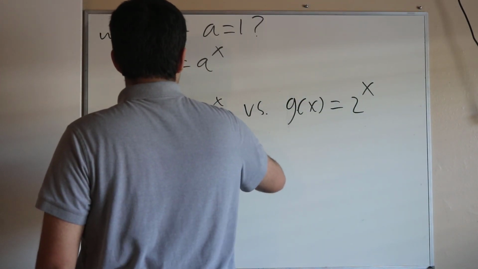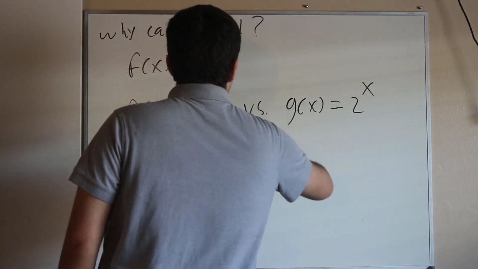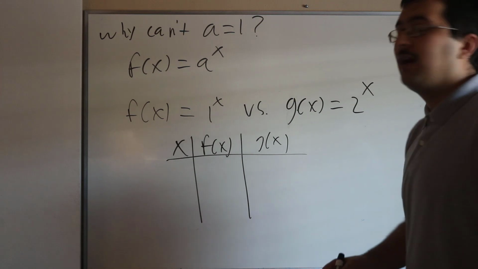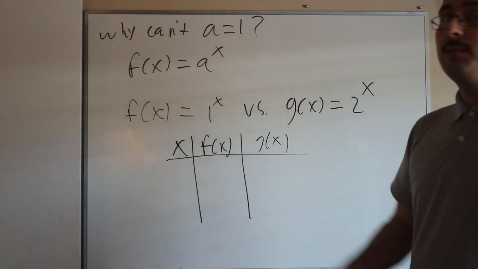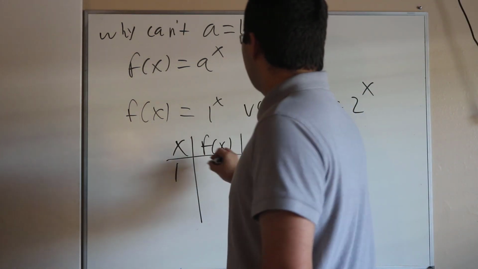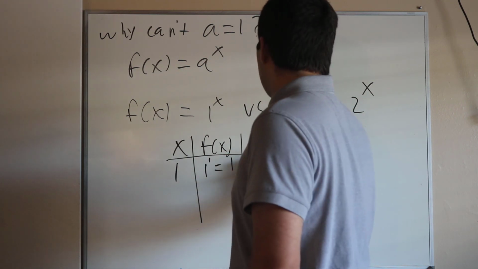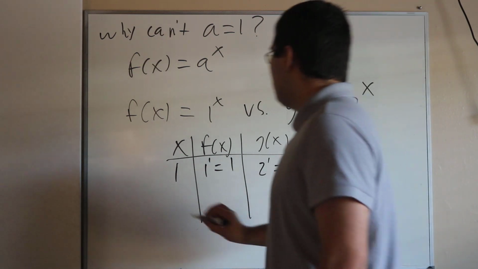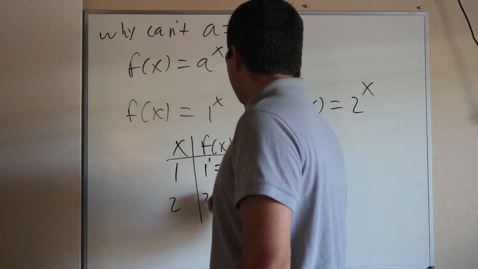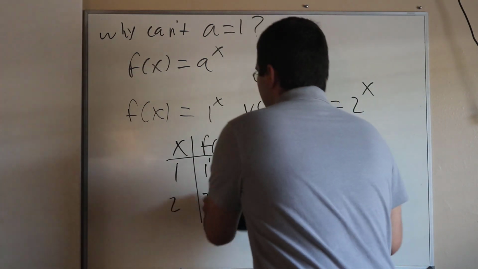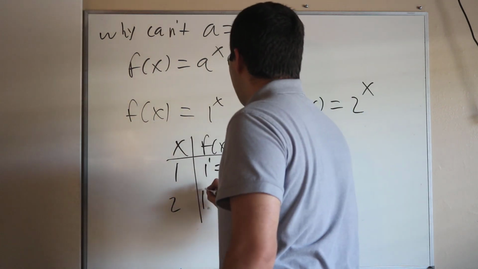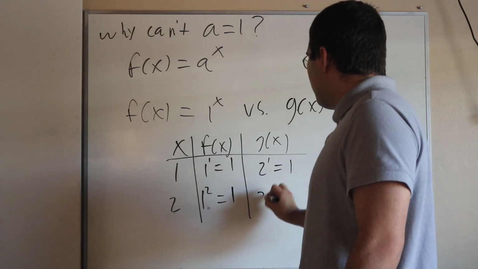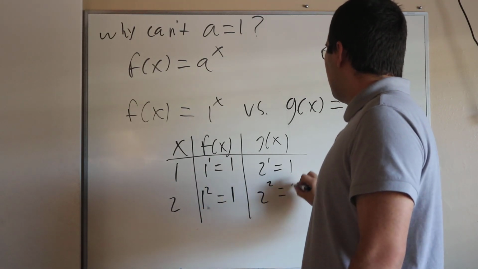So we're going to have x, then f of x, then g of x. And let's just think of some numbers to plug in. Let's try plugging in 1. If I plug in 1, I get 1 to the power of 1, which is 1, and 2 to the power of 1, which is 2. Let's plug in 2. I get 1 to the power of 2, so 1 squared, which is still just 1, and 2 to the power of 2, which is 4.